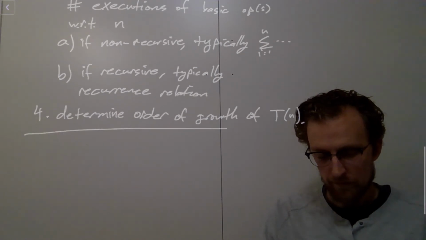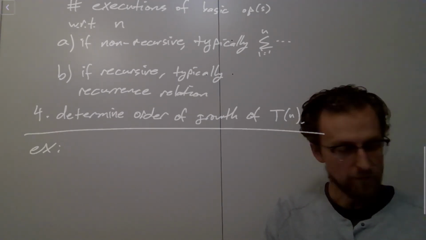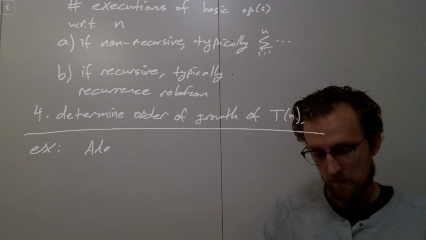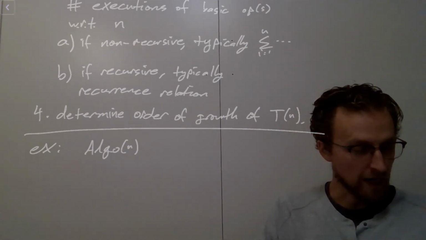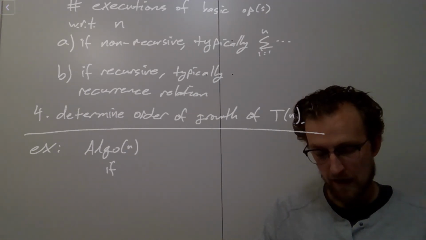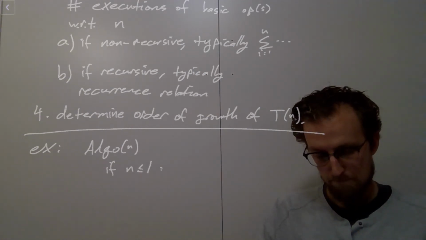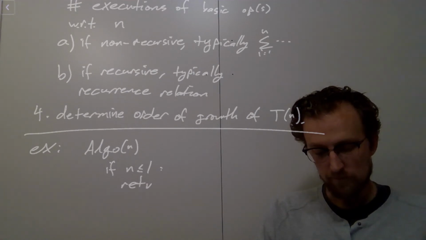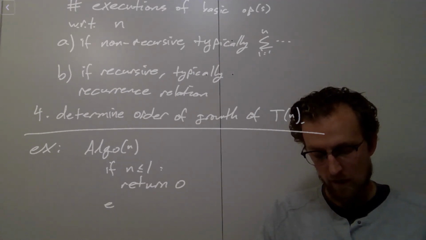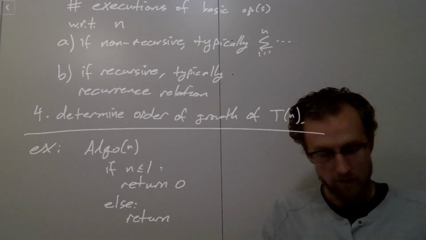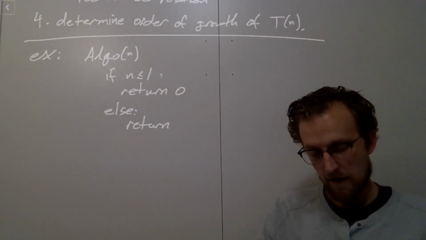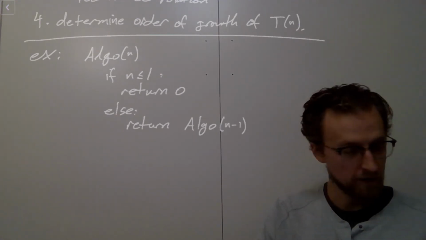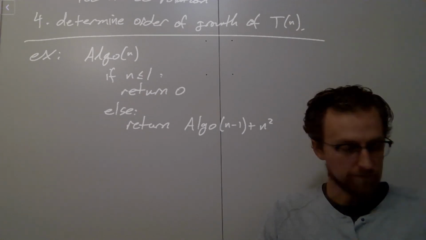a very simple example. We've got some algorithm. It takes in an input n. Now if n is less than or equal to 1, you return 0. Otherwise, you return a recursive call to algo on n minus 1, plus n squared.